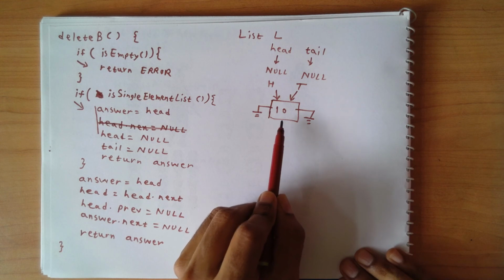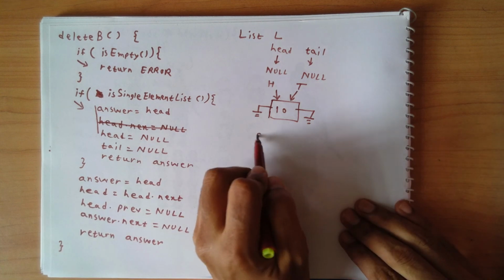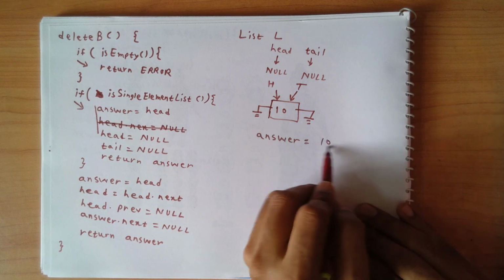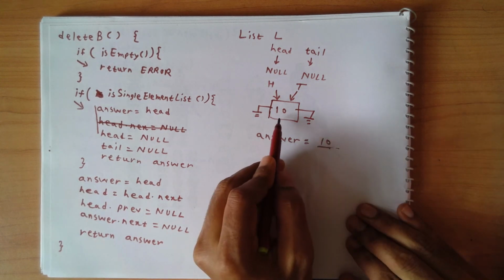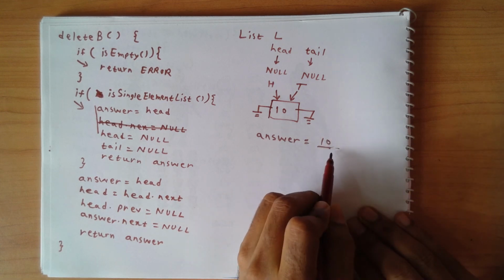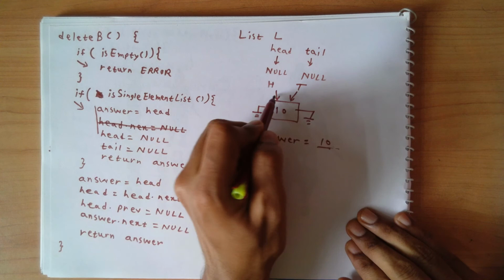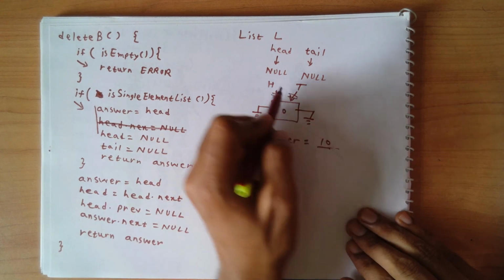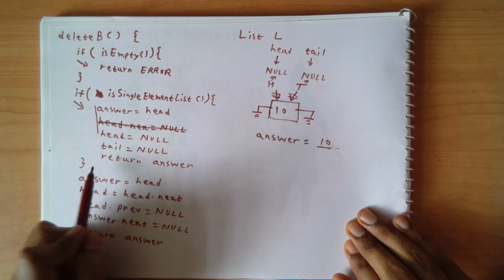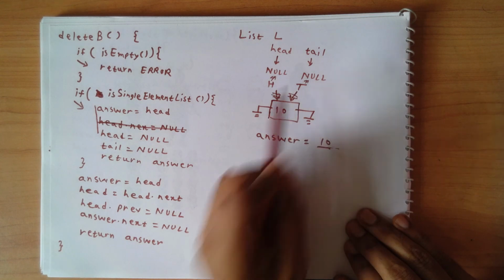Okay. So if the list contains a single element, in that case what should we do? Then comes the question about answer. In that case answer would have 10. Again remember, 10 is not the value. What we really mean here is the address of the node that contains 10, but for the sake of simplicity you are writing 10. So in that case the answer becomes 10, and now I am going to set both head and tail to null. So instead of pointing head and tail to this node, both of them are going to point to null values. Okay, and then I am going to return the answer, and my list is now set to an empty list because both head and tail are null.